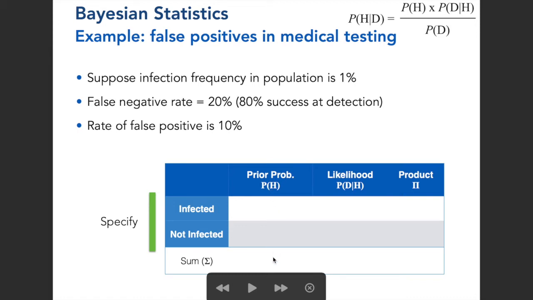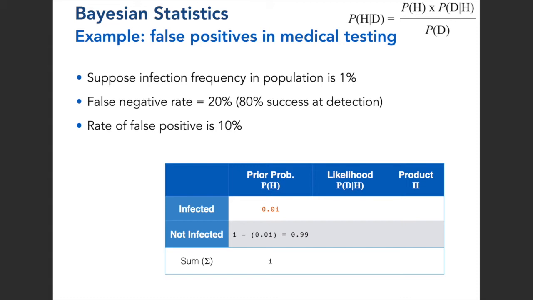And because our prior probabilities have to add up to 1, the prior probability that you're not infected is just going to be 1 minus 0.01, which is going to be 0.99. And again, our prior probabilities have to sum to 1. So hopefully that makes sense.